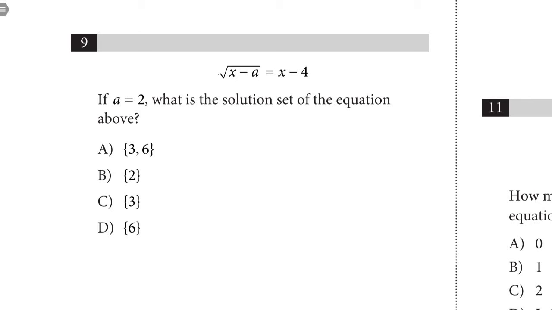If a is equal to 2, what is the solution set of the equation above? Here is our equation above. And when they say the solution set, they mean what is the list of x values that make the equation above true. So based on the answers, we could have either 2 values for x or just 1 value for x. So let's try to find that out.